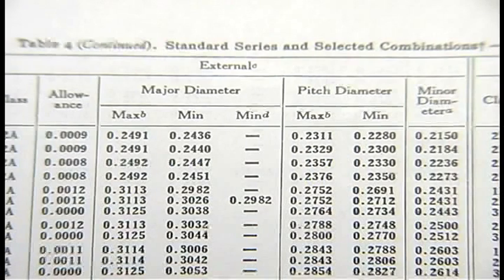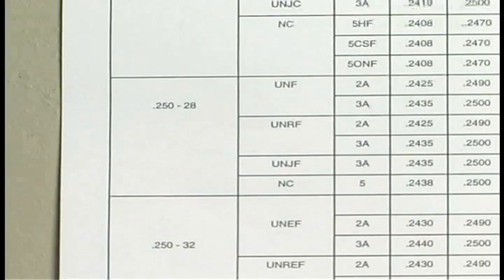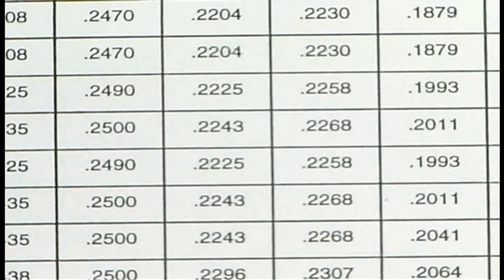You will need to refer to a chart of standard dimensions to find the tolerances of the pitch diameter for the thread specified on the print. For example, this chart lists 1/4-28 limits for unified fine thread as having a maximum pitch diameter of 226 thousandths and 8/10 and a minimum of 224 thousandths and 3/10.